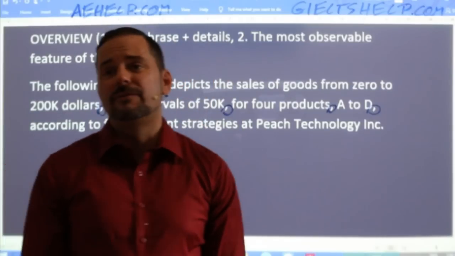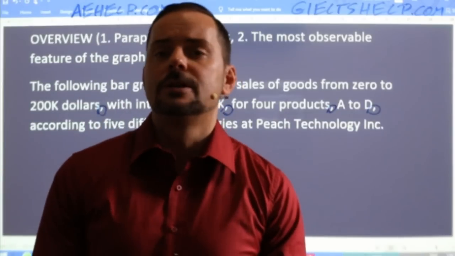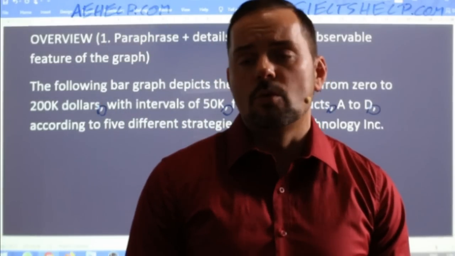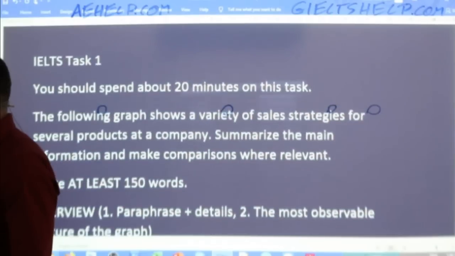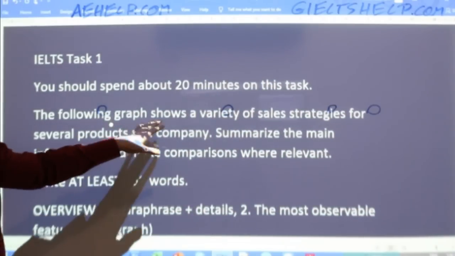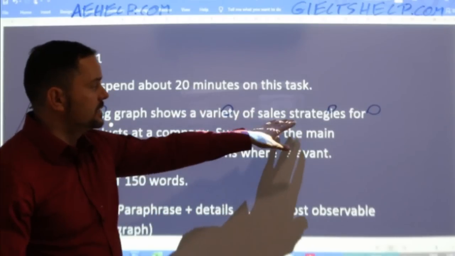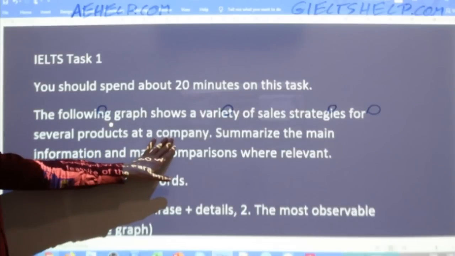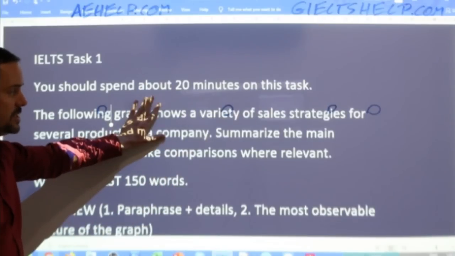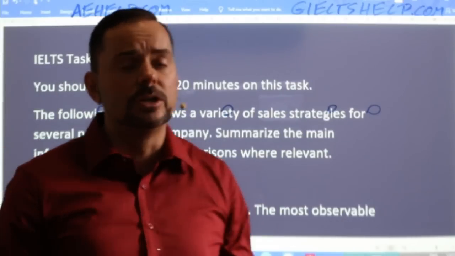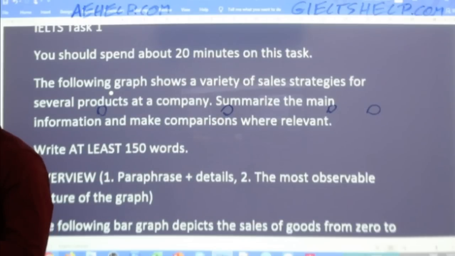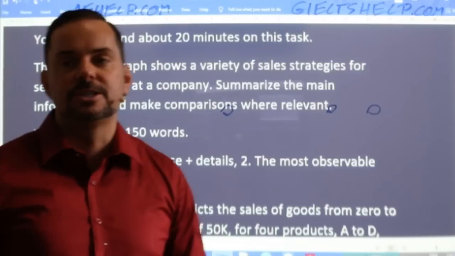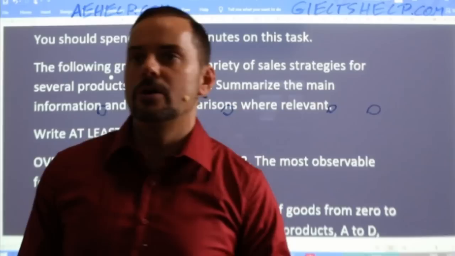Awaz says, what can I do if I cannot paraphrase the question? Good question, Awaz. If you cannot paraphrase the question, fine. Use the same words that you find in the question, but give more details, okay? So I might just write, the following bar graph shows sales of four products for five strategies at Peach Technologies, Inc. So even if I can't paraphrase the question too much, I can still give detail. And you're still going to be in a much, much better position than if you just repeat the same sentence, okay? So if you can't paraphrase, use the words from the question, but add details. Good question, Awaz, okay? Any other question? If it's a no, then say no, and we'll move on.